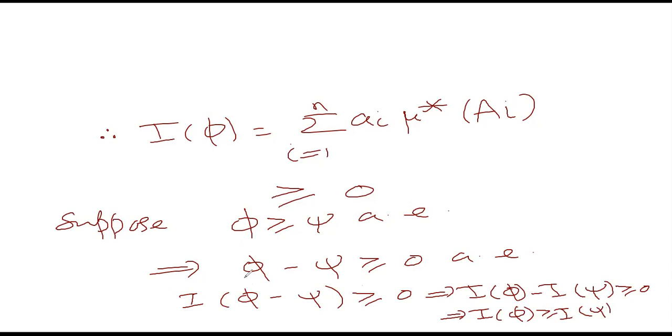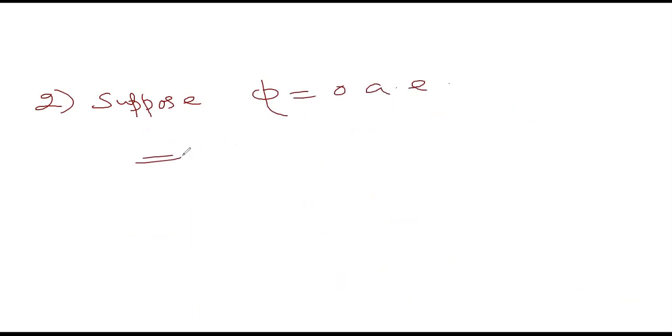So whenever phi is greater or equal to psi almost everywhere, then integral of phi must be greater or equal to integral of psi. Now let's prove the second part. Suppose phi is equal to 0 almost everywhere. This implies phi is greater or equal to 0 almost everywhere, and phi is also less or equal to 0 almost everywhere.